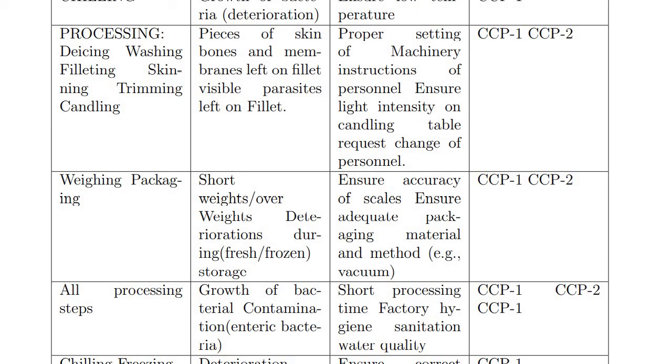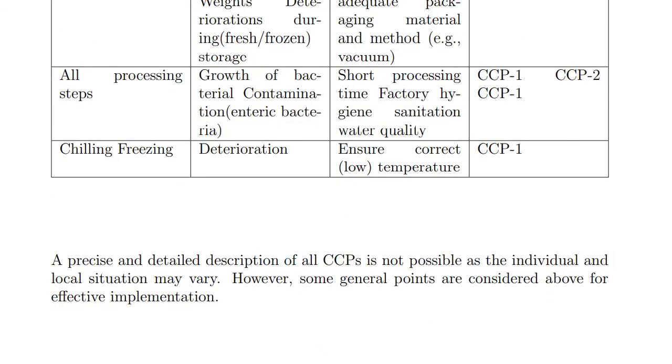All processing steps: growth of bacterial contamination, entering bacteria, so short processing time in the factory, hygienic sanitation, water quality, CCP 1 and CCP 2. The last one, chilling and freezing: deterioration, so ensure correct low temperature, CCP 1.